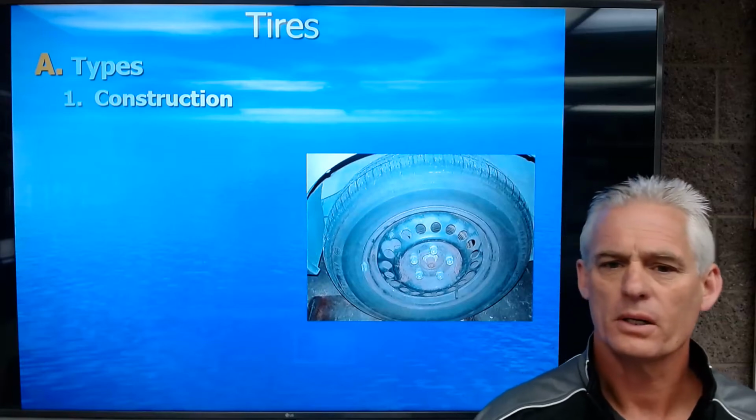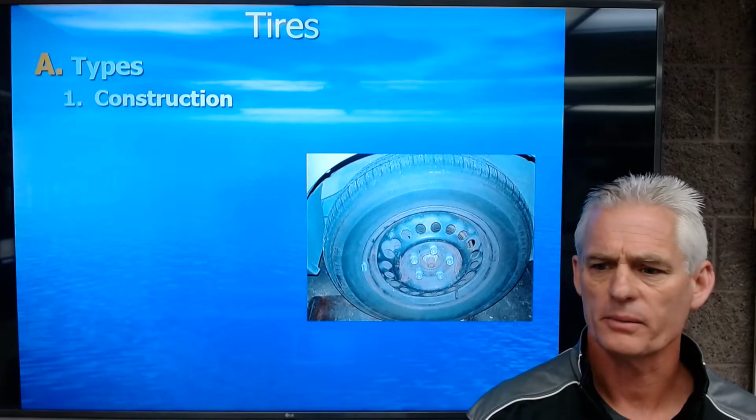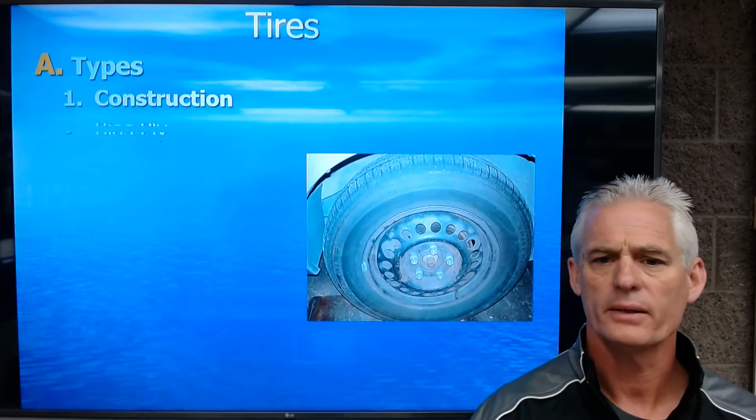Good morning, you guys. We're going to be talking about tires and wheels and balancing and a number of things like that. First, let's talk about tires and their construction, okay?